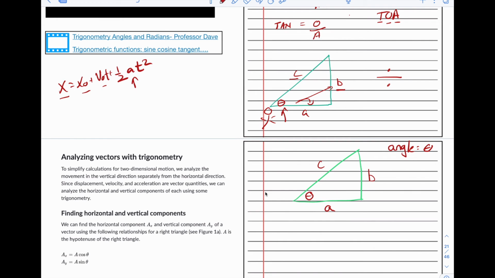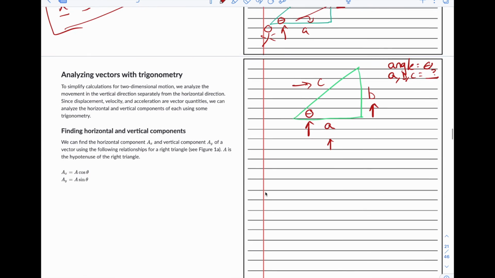Sometimes you're going to be given the angle, and you might be given B, and then they want you to figure out A, or they want you to figure out C. So sometimes the angle is given, but maybe A or B or C is not given, and you need to figure those out, much in the same way that you would do here. You just need to figure out how to isolate that one unknown. So let's take a look.